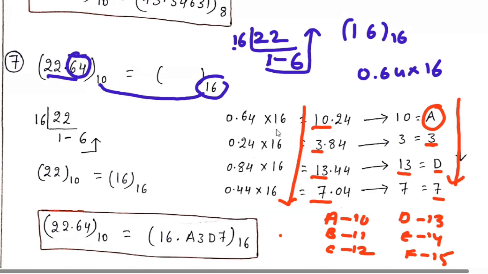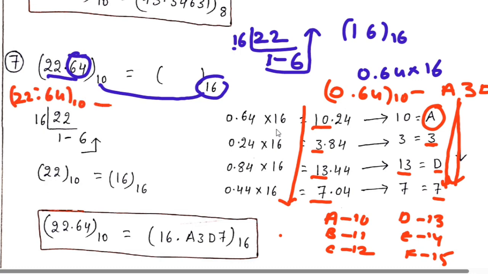So what is the answer for 0.64? 10 is A, then 3, D, 7, top to bottom. And what is the answer for 22.64? What did you get for 22?